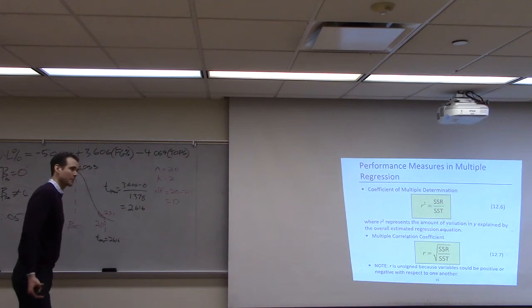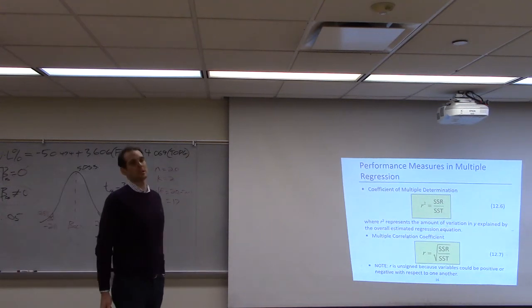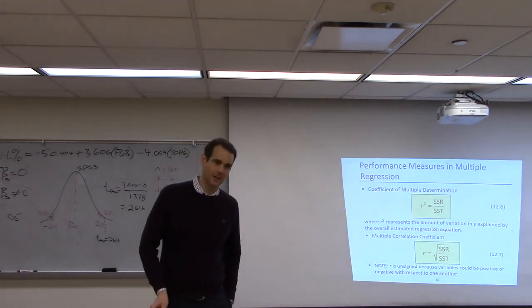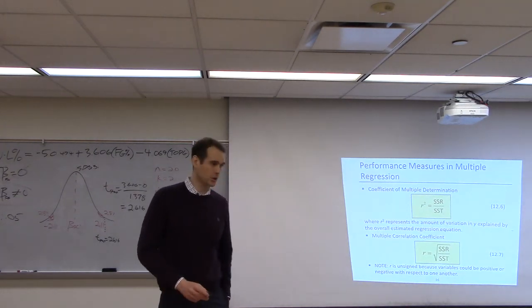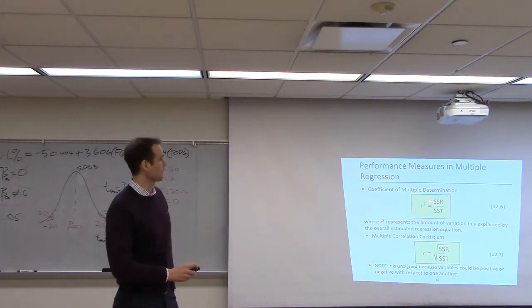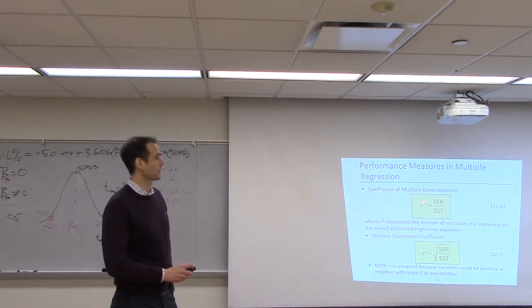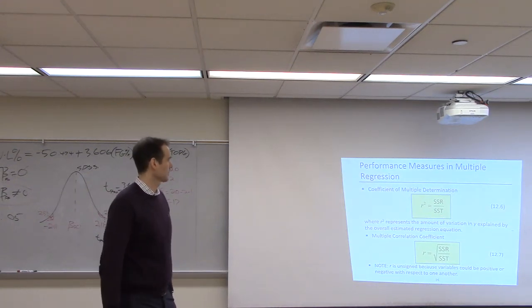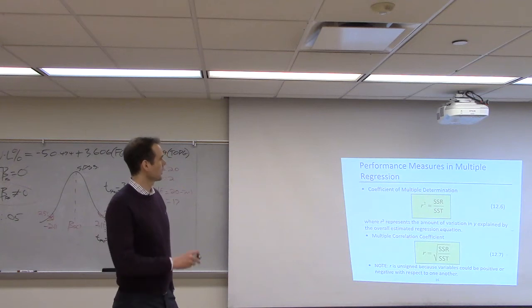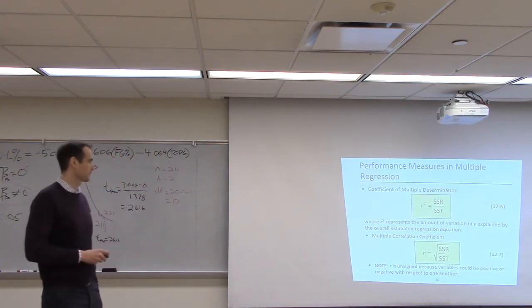Alright, so we have some performance measures in multiple regression analysis, most of which are pretty much exactly the same as simple regression analysis. Coefficient of multiple determination: this is the percentage of variation that can be explained by the regression equation. Exact same definition. Actually, I don't really hear people call it coefficient of multiple determination. I hear people just say R squared. When they talk about regression analysis, that's what you'll hear most often. So it's still the percentage of variation that can be explained.